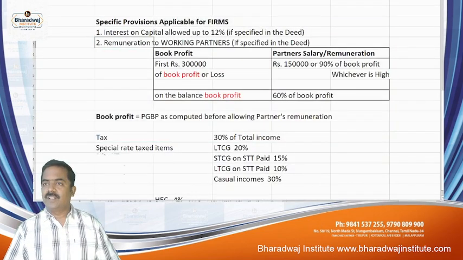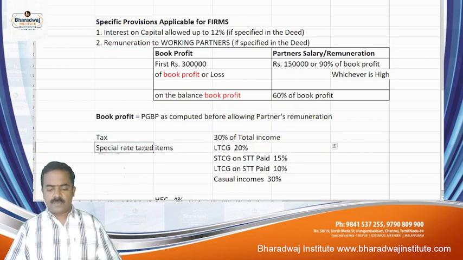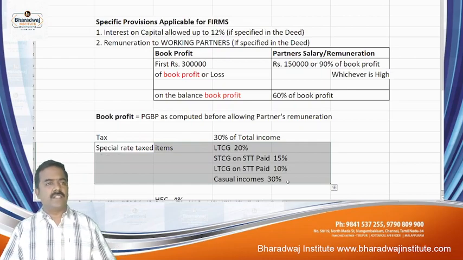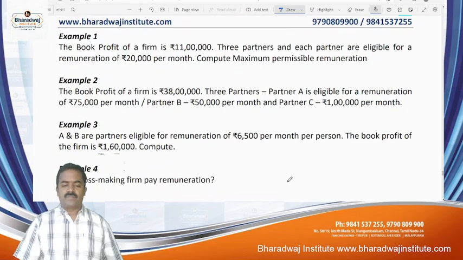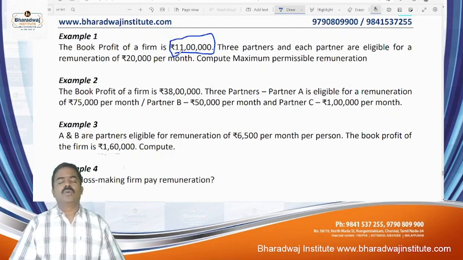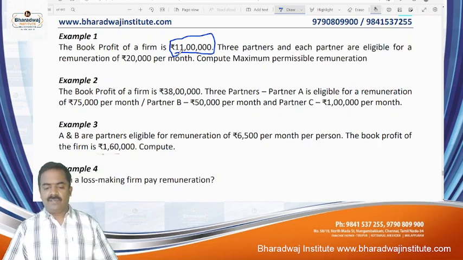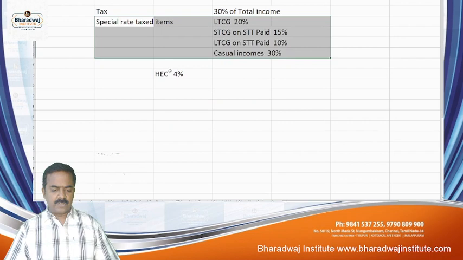So what is the difference between assessment of individuals and firms? Interest is allowed, remuneration is allowed up to a limit, tax will be how much? 30% of total income. Special rate tax items remain the same. HEC remains the same. Now read through the examples. Example number 1. What is the book profit? 11 lakhs. As per partnership deed, 3 partners, each eligible for how much? 20,000 per month.